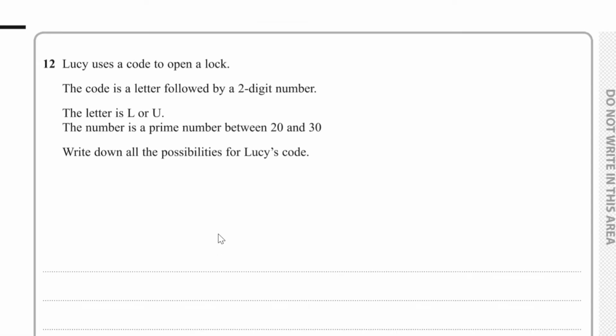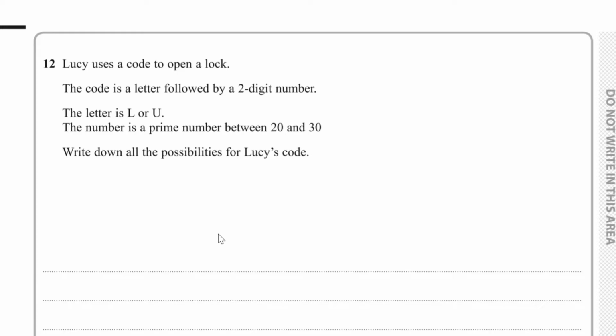Question number 12. Lucy uses a code to open a lock. The code is a letter followed by a 2-digit number. The letter is L or U. The number is a prime number between 20 and 30. We have to write down all the possibilities for Lucy's code.